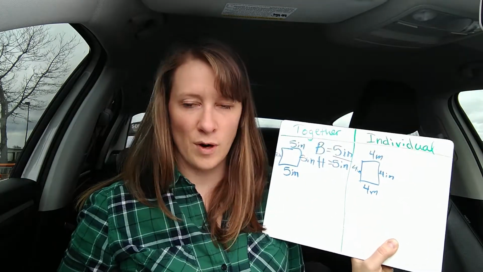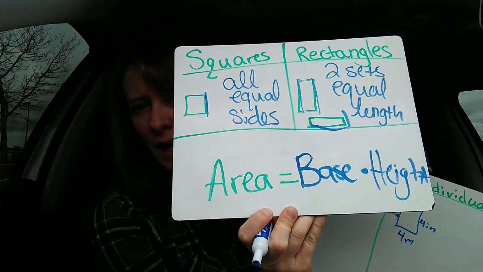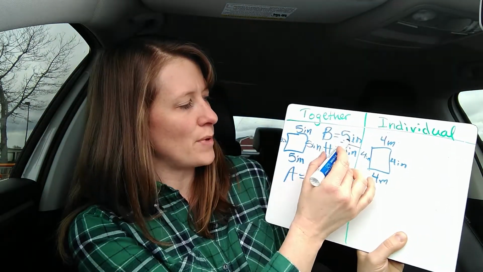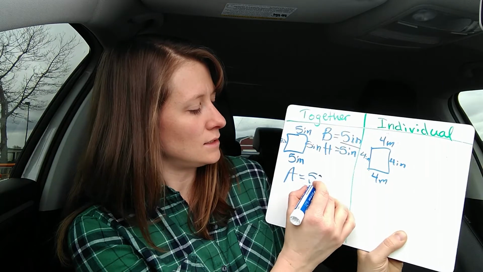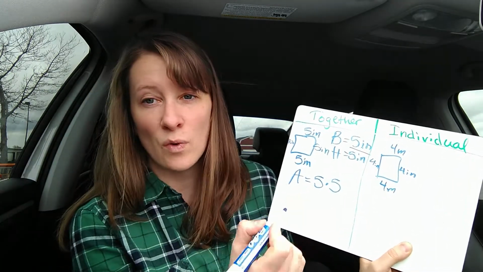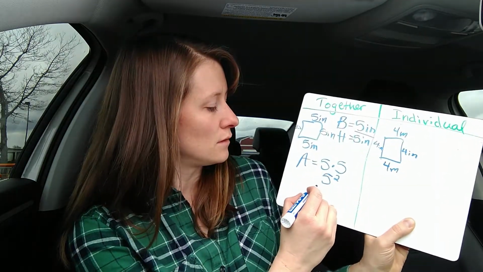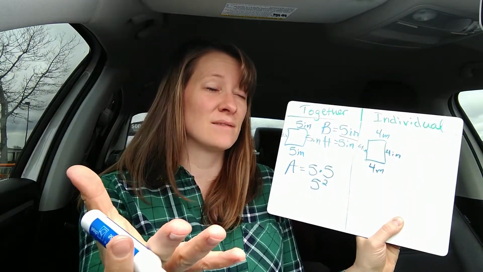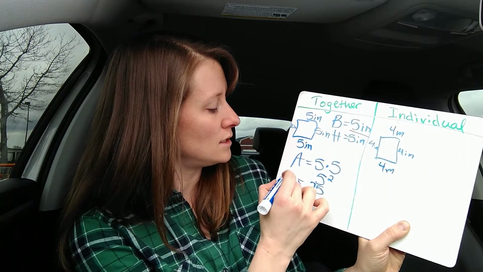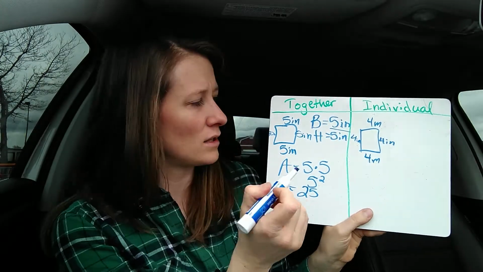So using that formula that I had, area equals base times height, area equals our base is 5 and our height is 5. So we're going to take 5 times 5, and you can write it as 5 squared, which is 5 times 5 is, fantastic, 25. So we've got our area is 25, but we need to add in our last part.